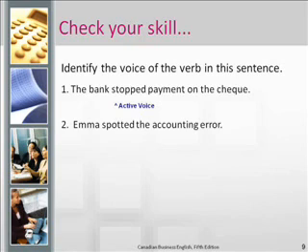Here we have another sentence. Emma spotted the accounting error. The first thing to do to determine whether we have an active voice verb or a passive voice verb is to determine what the verb and what the subject is. The verb in this case is the word spotted, and the subject is Emma. Emma spotted. This shows an active voice because the subject is acting upon the verb.